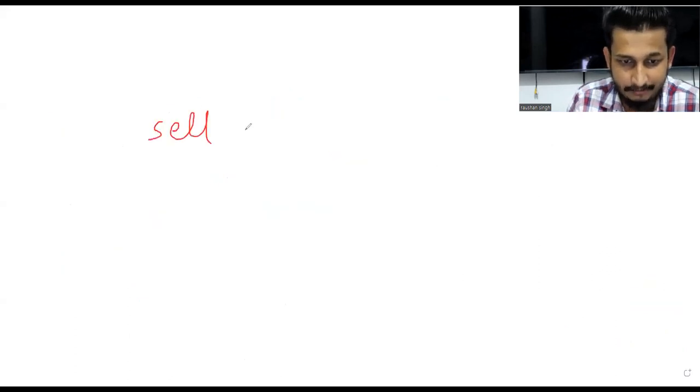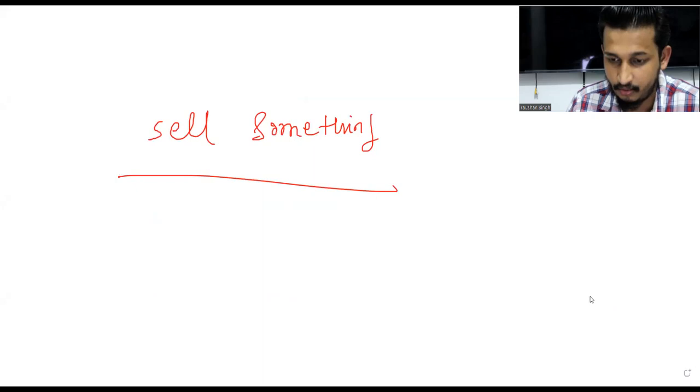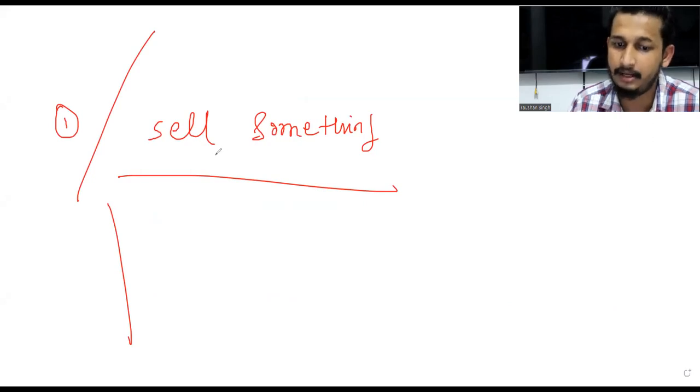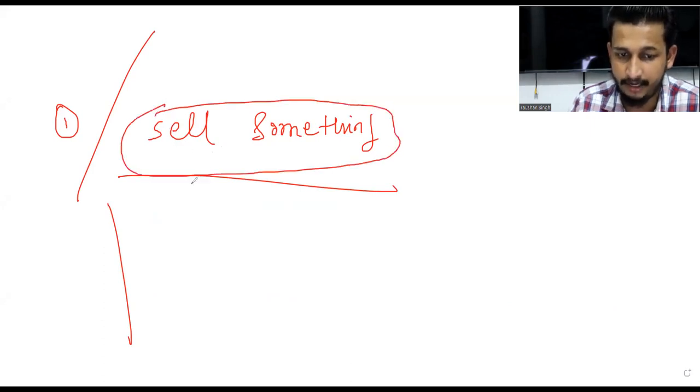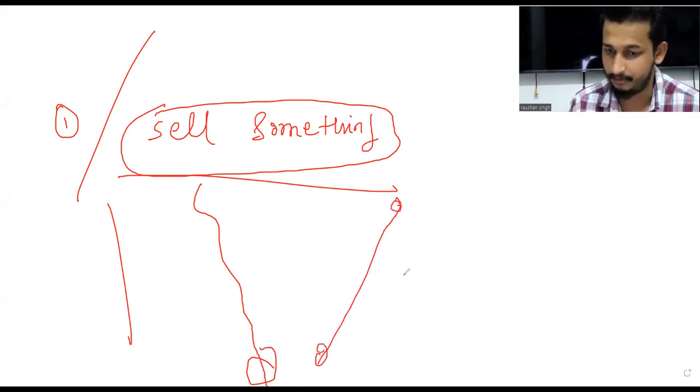When you sell something, what do you want with the prices? To go down or to go up? When you sell something, what do you want? To be in profit, you want it to go downside, right? And when you buy something, you want the prices to go up.